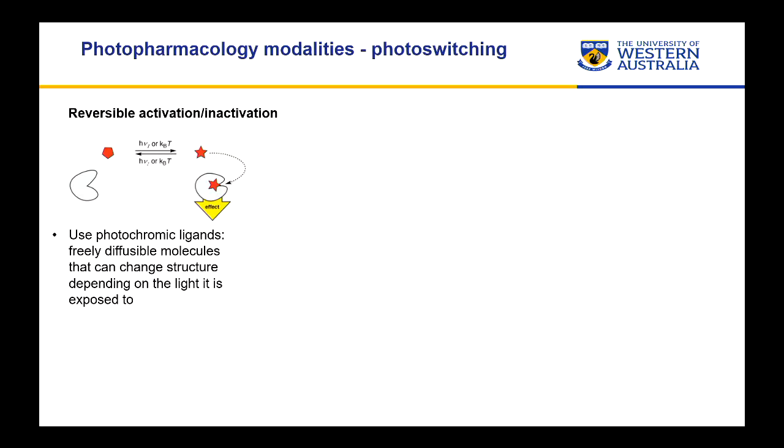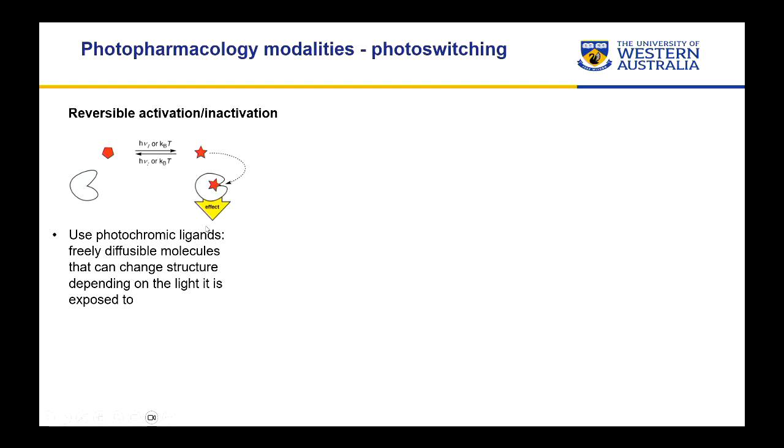So in the first part, we could use one wavelength of light, a specific wavelength of light. That converts the structure to, say, a star. So now it's in the right shape. It can now bind to its receptor and have its effect.